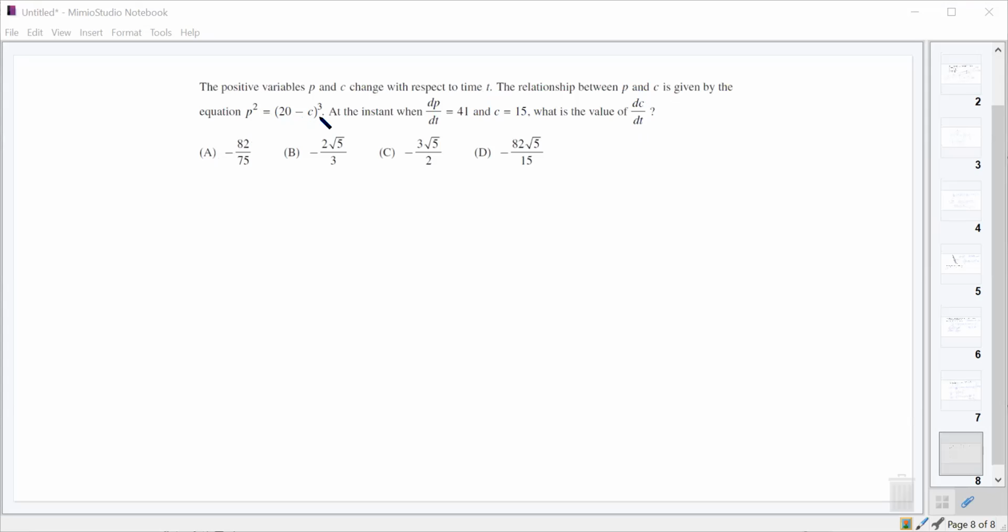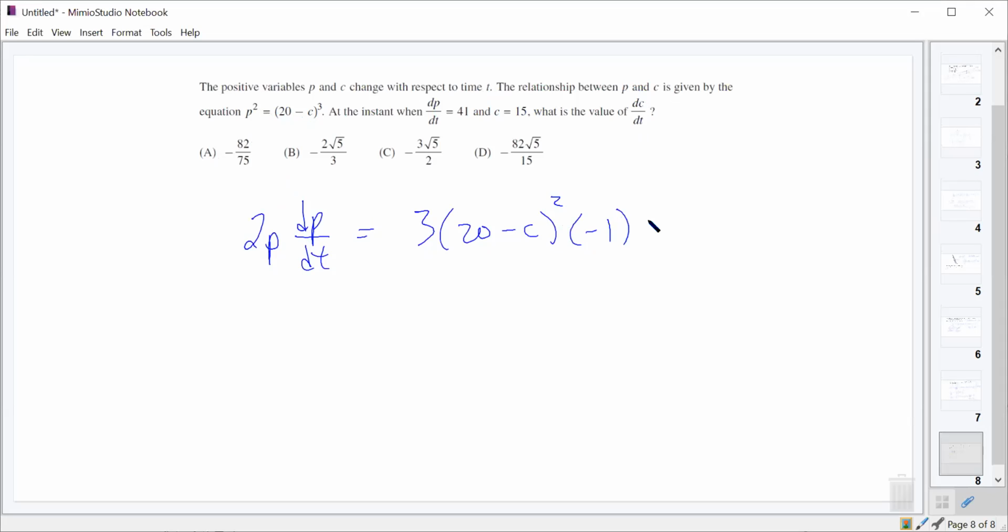So we're going to take the derivative of all of this with respect to t. That'll give us 2p dp/dt equals 3 times (20 minus c) squared times the derivative of 20 minus c, which is -1, dc/dt. And they give us the values of c and the value of dp/dt. They do not give us the value of p, which we'll deal with in a second.